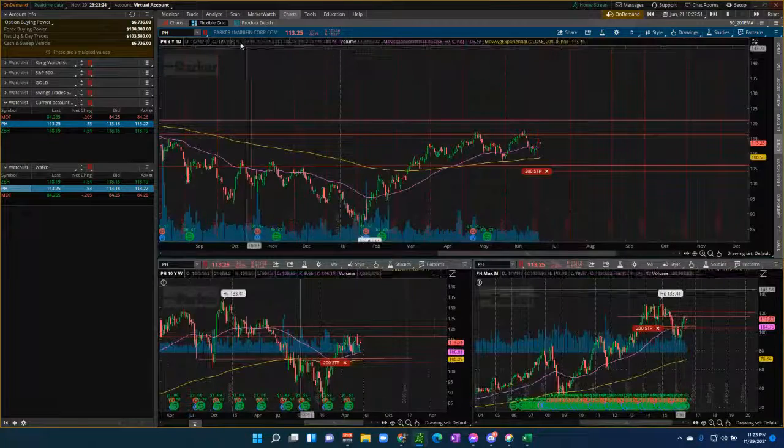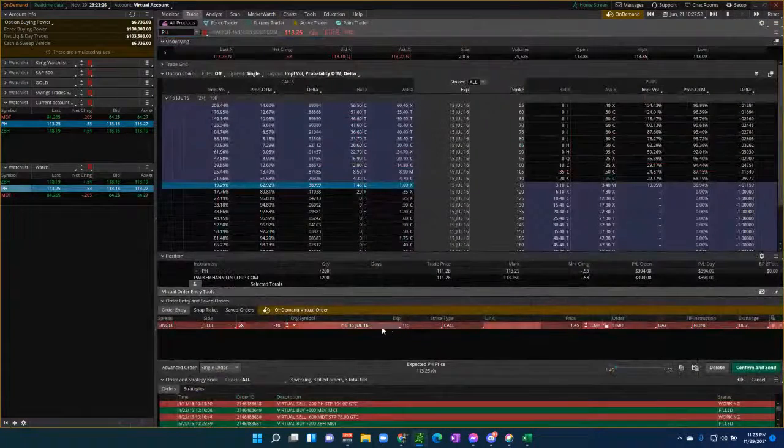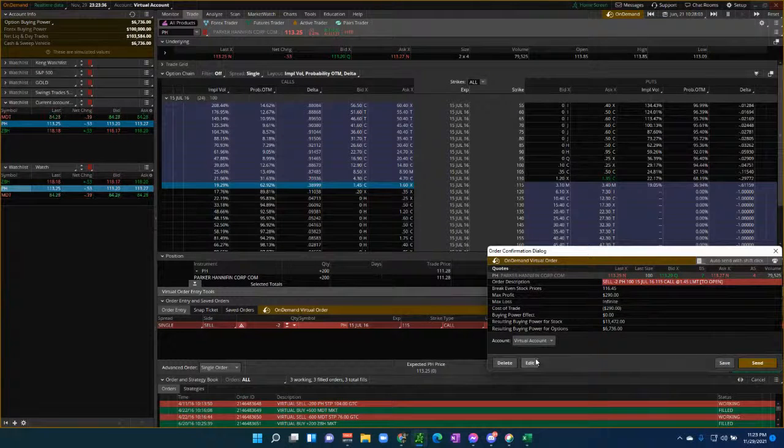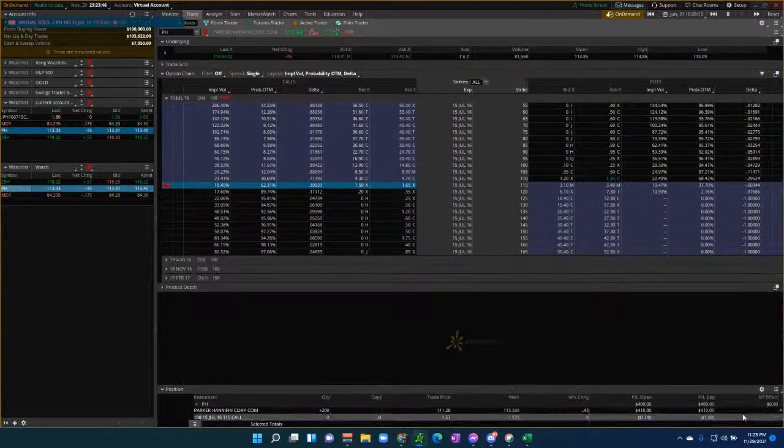So we have 200 at 115. We could just sell at the bid. We sell 2, like $140, 145, so we collect about $290. That pushes over $7,000 left to do whatever with.